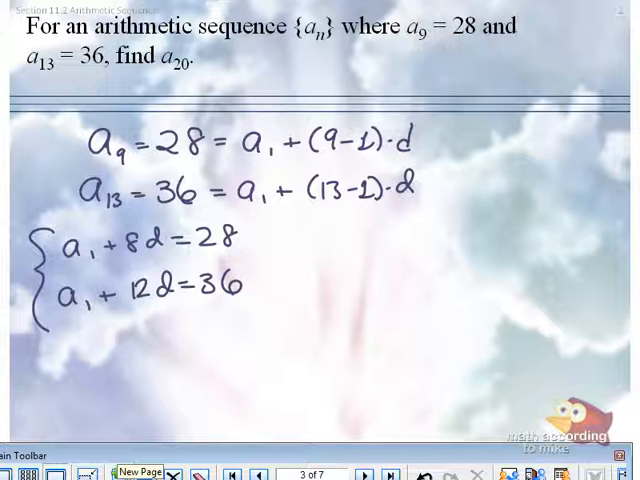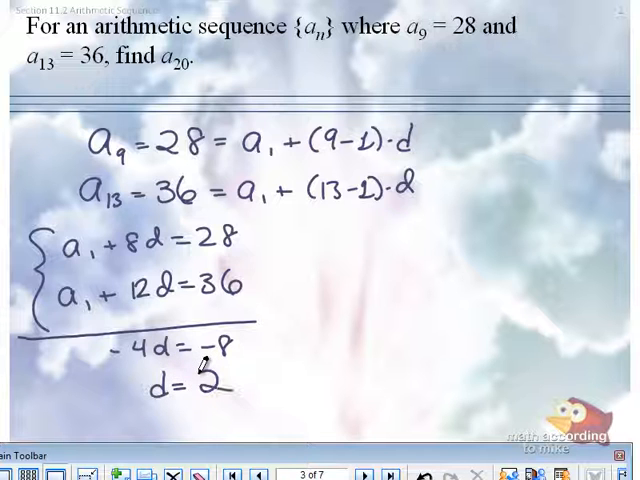To be honest with you, of all your techniques, I would just subtract these equations, because what would happen to the a sub 1s? They go away. So you'd have 8d minus 12d would be negative 4d is equal to 28 minus 36, negative 8. So what do we get for d?